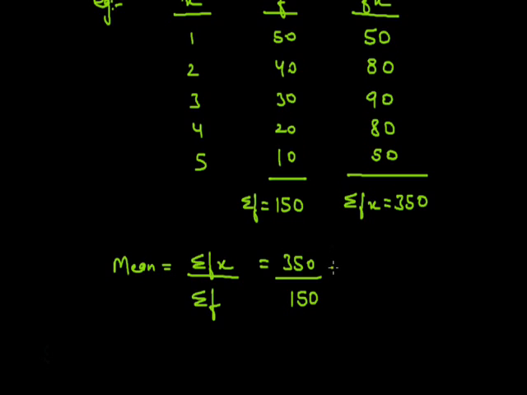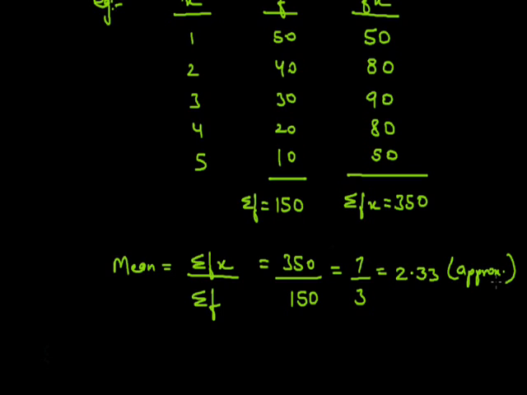Now if we divide it, we'll get the value of the mean. For dividing, we can cancel out the 0. So accordingly, we'll get 35 by 15 or 7 by 3. If we take it in decimal form, we can write it as 2.33 approximately. So this approximately is the mean.